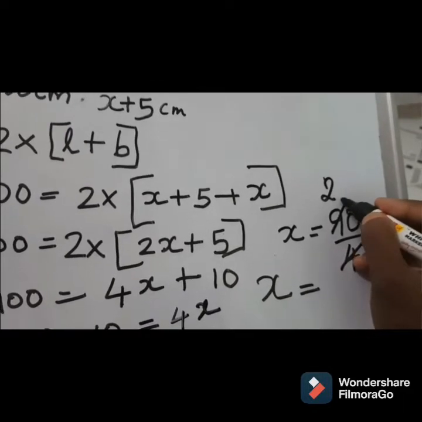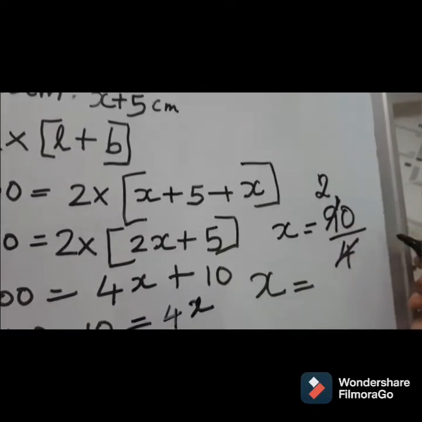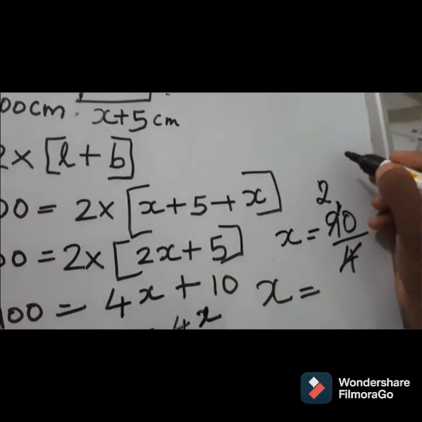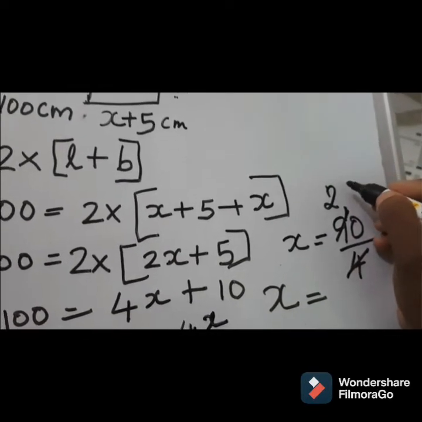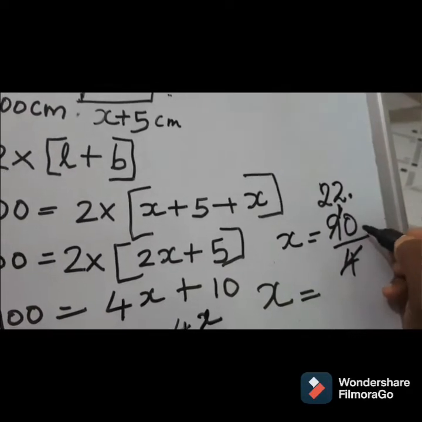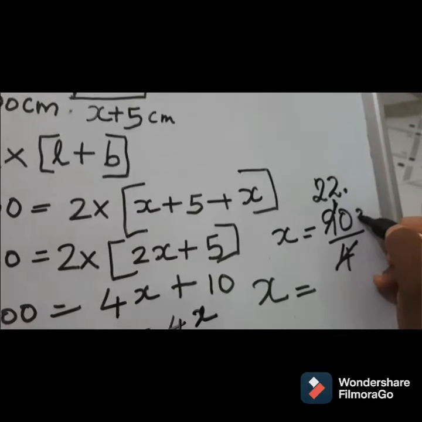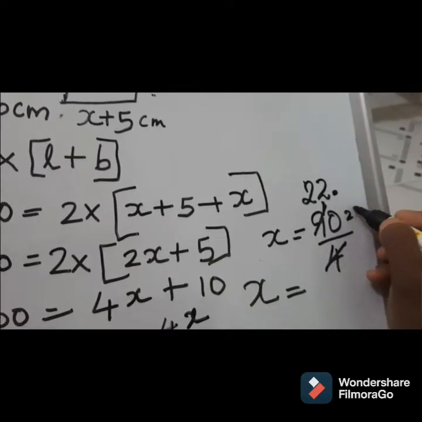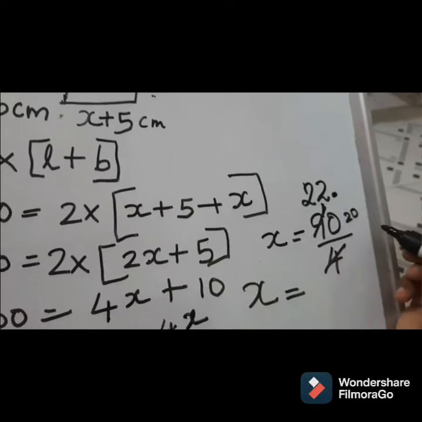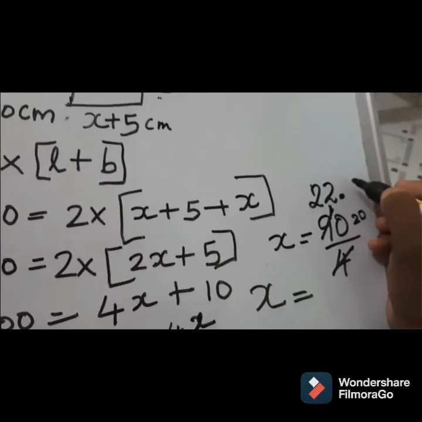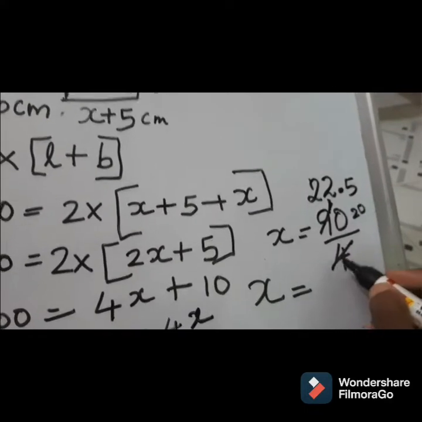Then we will get 1, and 10 will come. In 10, how many times 4? 2 times. That is 2 4s are 8. Again what balance will come? 2 will come. So we will put a decimal point, and put 0 here. So in 20, how many times 4? 5 times.